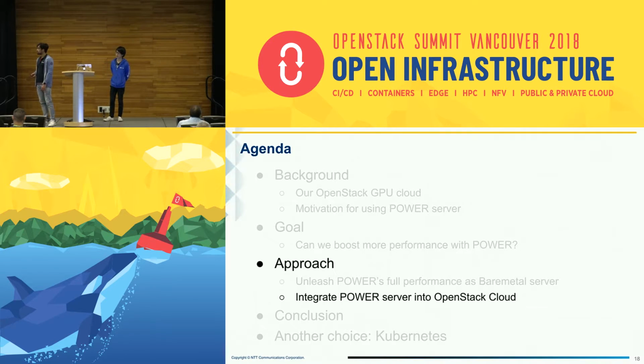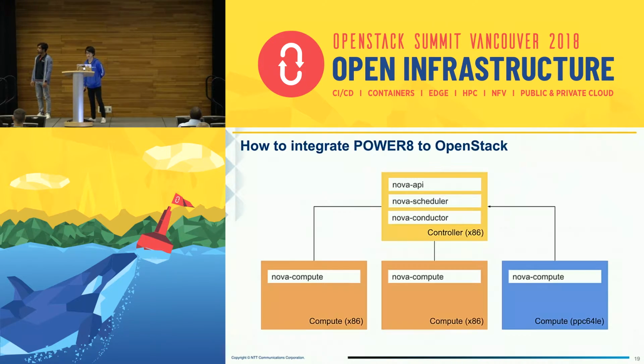Our next approach is to integrate Power8 into an OpenStack environment. From here on, I will hand over the talk to my fellow colleague. Thank you, Ankit. From here, let's think about integrating OpenStack. First of all, we decided to integrate the Power server into the existing Intel-based OpenStack cluster, because we thought creating a new Power8 OpenStack cluster was too much. So the controller and other compute nodes are Intel servers.